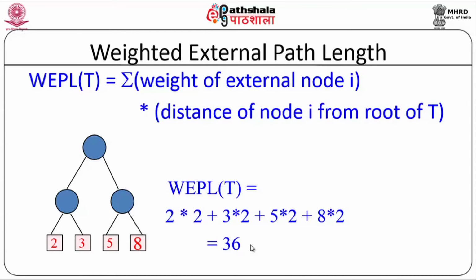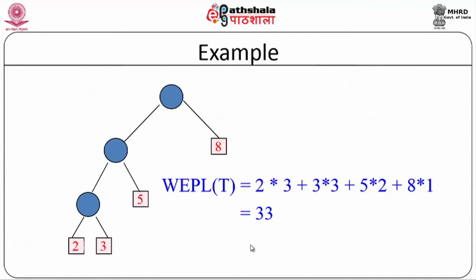In other words, using this particular metric, we can compute the cost of this particular tree. So, the same thing we can repeat for more examples. This is another example where you can see the weighted extended path length is given by the distance from the root and the weight. So, you can see that it is going to be 33.